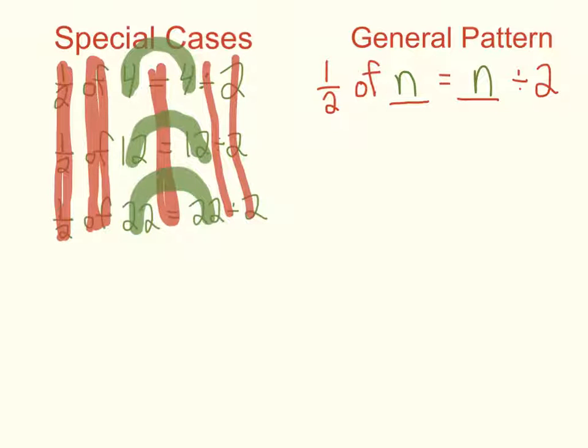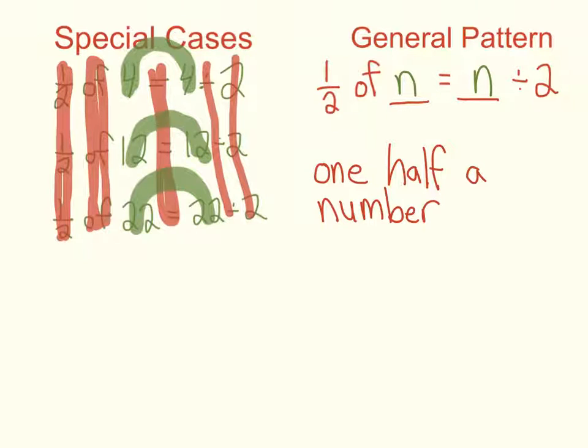Now let's try to write that in words. If I have 1/2 of a number, I'm just going to go along with the written number sentence. 1/2 of a number is the same as, and I'm going with "is the same as" because there are different ways you could write it in words. Is the same as dividing that number by 2.